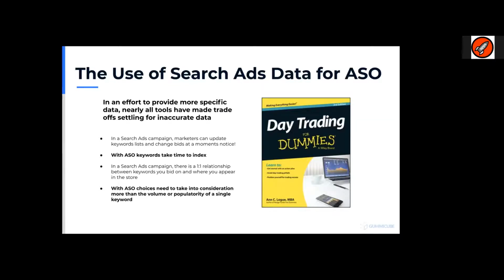Keywords take time to index in the ASO world. In a search ads campaign, there's a one-to-one relationship between keywords you bid on and keywords you actually appear on in the store. And in the ASO world, in the organic world, like I said, it's a big A/B test. Every time you update your keywords and metadata, you're stimulating merchandising that goes far beyond the keywords that you only target. So literally using search ads data and treating ASO as if it's a paid search activity is the wrong thing to do.